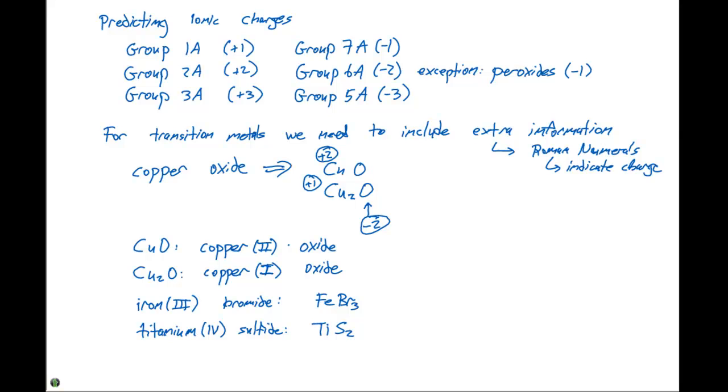So this is the way that if we have binary complexes where you have a cation and an anion, this is how we would name each of them, and this is the thought process we go through if we've already determined that we have an ionic compound.